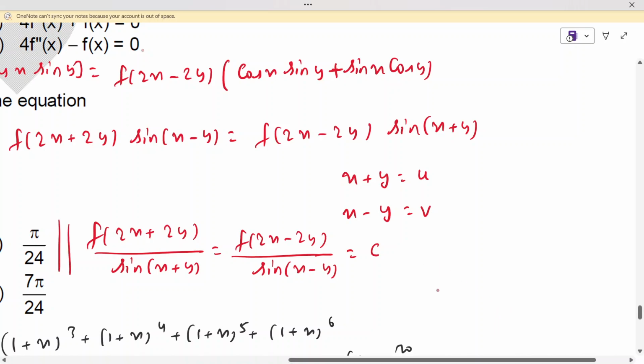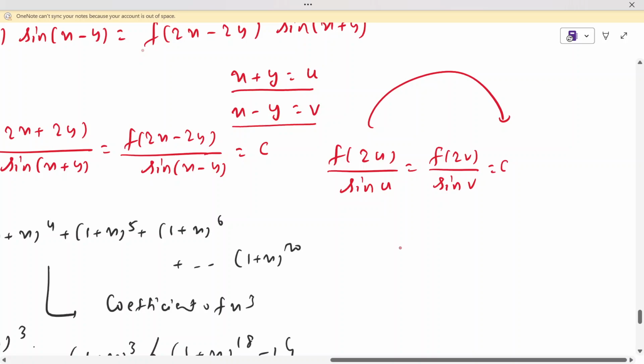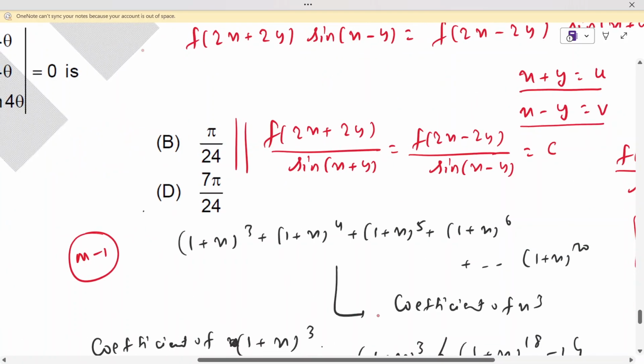So if I take x plus y as u and x minus y as v, then f of 2u by sin u should be the same as f of 2v by sin v. That's a constant. So replace u with u by 2, so f of u would be equal to C sin(u by 2). So f(x) is simply constant into k sin(x by 2), isn't it?